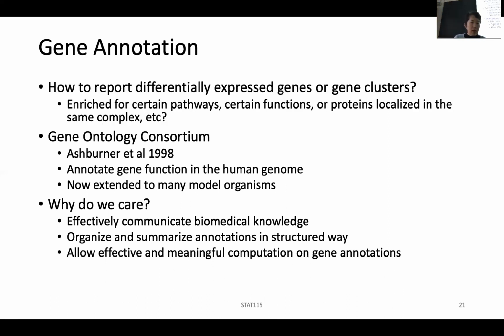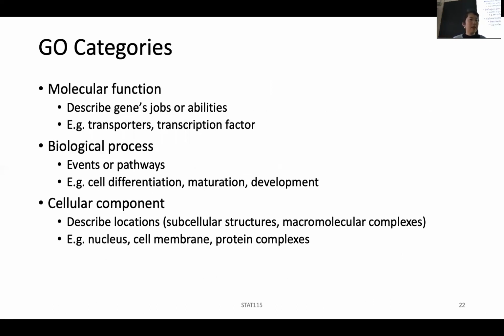Yeah, so the reason we care is that this way you can effectively communicate biological knowledge. You can also organize and summarize these annotations in a better structured way. And the most important thing is you can allow effective and meaningful computation on the gene annotations. So after you got the 300 genes, if each gene is annotated with a code, at the end you can look at all of this code and say, all of these genes are related to certain pathways or certain functions. And so based on this, the Gene Ontology Consortium decided to annotate the genes in the following way.